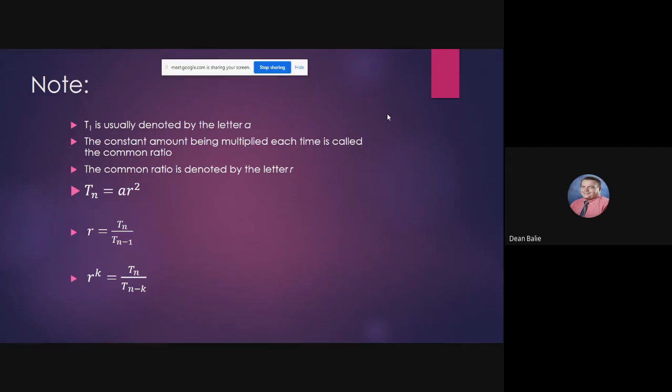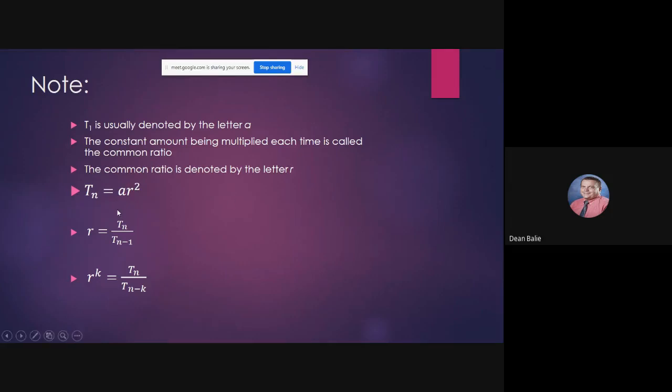So these are just a couple of properties that we've discussed when we did geometric sequences last term. Again, my first term is represented by the letter a. We're multiplying by the exact same amount each time, and that's called our common ratio. And the common ratio is represented by the letter r. And sorry, that should be n minus 1 up there. Okay. My general term is a r to the n minus 1.